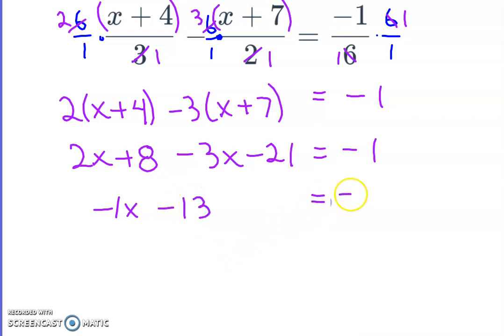Okay. So now we've made the thing look even simpler. And once we add 13 to each side, we're going to get x equals 14. No, we're not. We're going to get x equals 12.